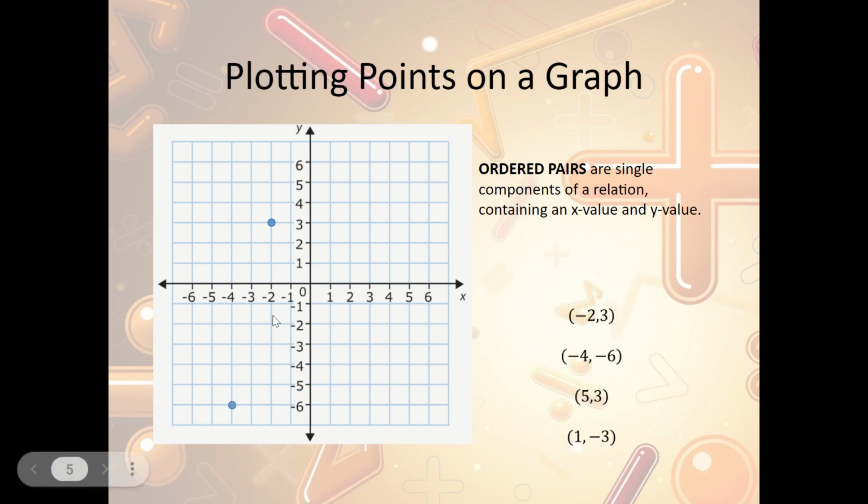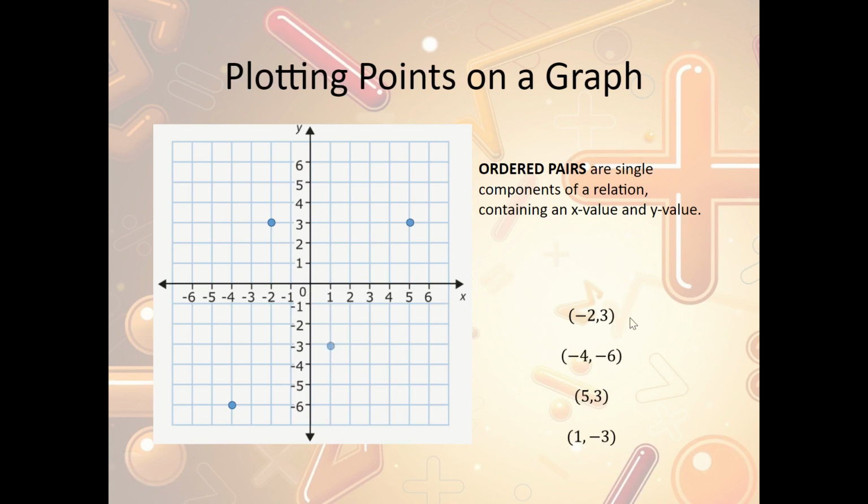Then I have 5, 3. So x is 5, so I'm going to go and find where x is 5, which is here. And y is 3, so I'm going to go find 3, which is right there. And there's that point. And lastly, I have 1, -3. So x is 1, so I'm going to go find 1 on the x-axis, which is here. And -3 on the y-axis, which is here.